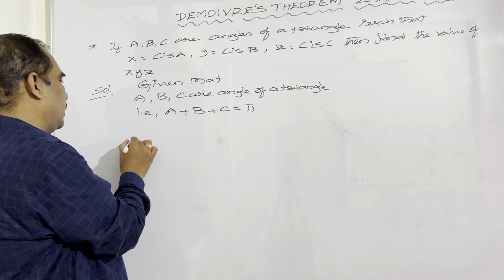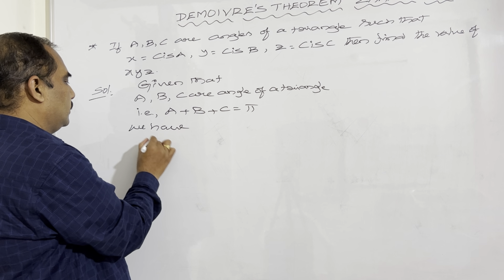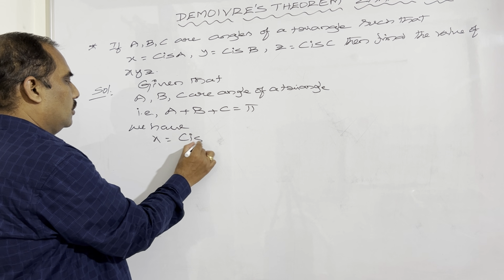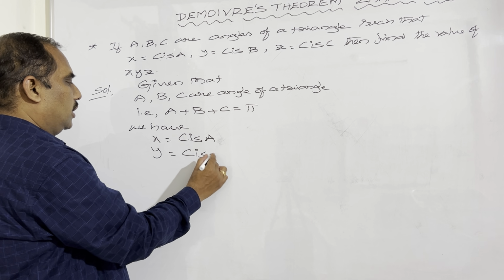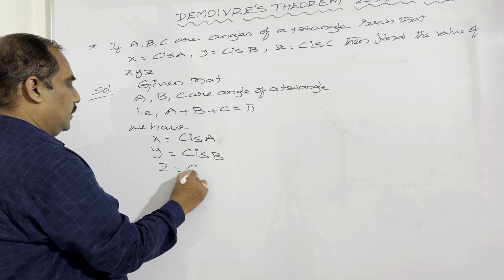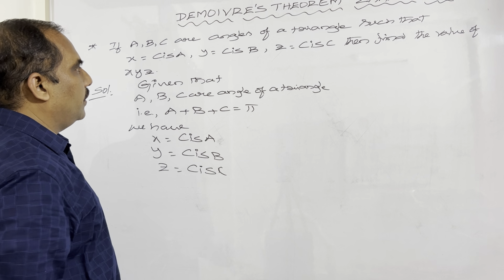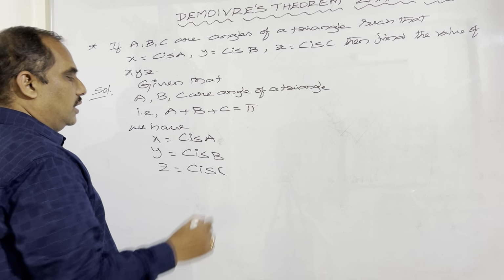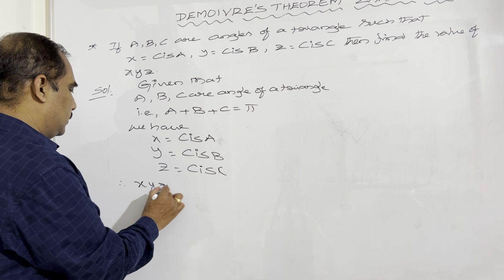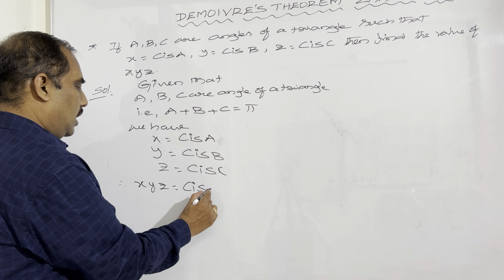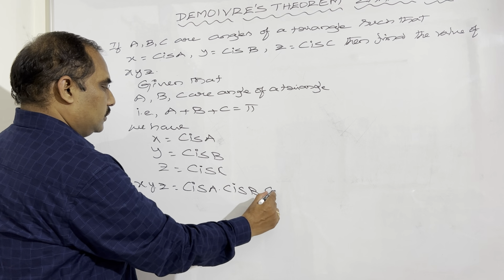Now what is given here? We have x is equal to cis A, y is equal to cis B, z is equal to cis C. What we have to find here is x into y into z. Therefore x into y into z is equal to cis A into cis B into cis C.